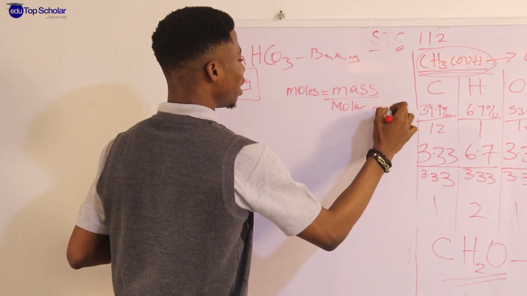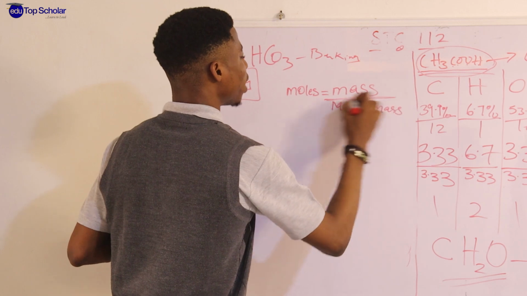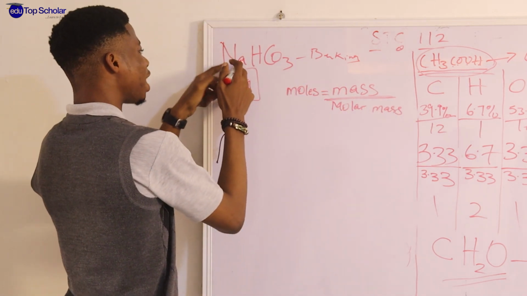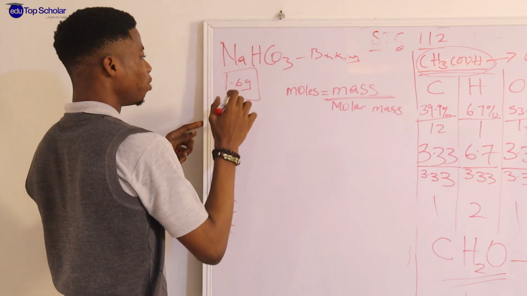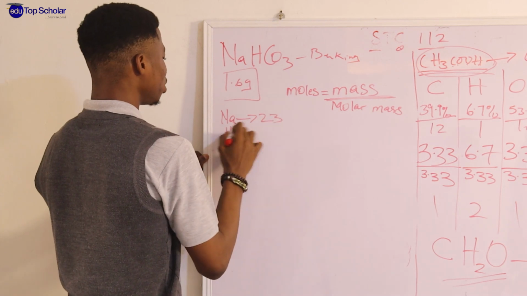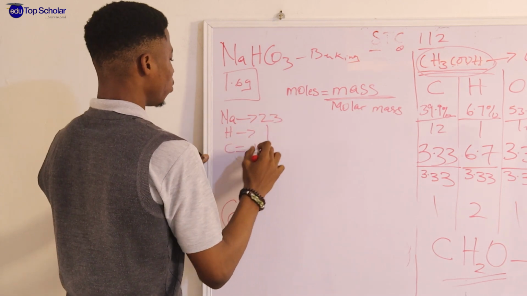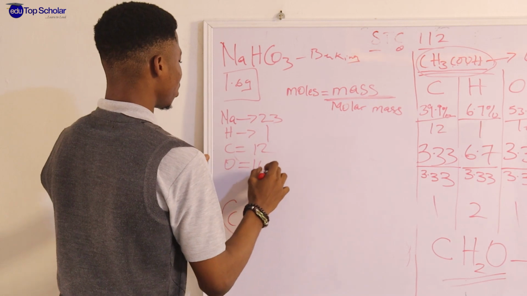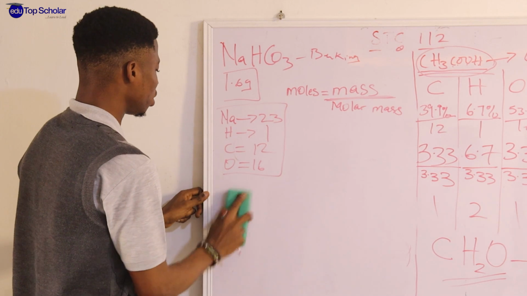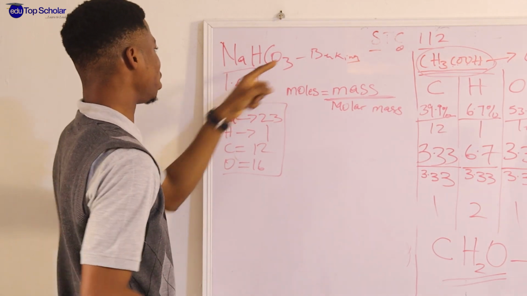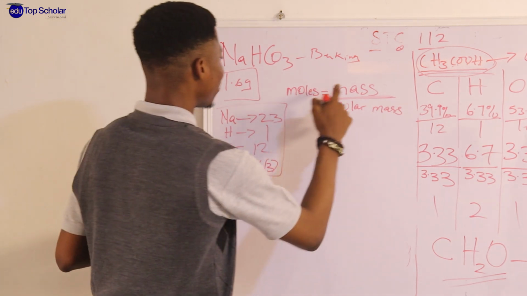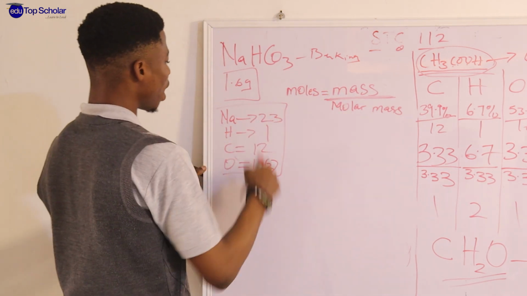Don't forget, as I said earlier, to calculate your molar mass, you must know the mass of each atom of an element in the compound you are given. So let's check this out. Na is 23, hydrogen is 1, carbon is 12, and oxygen is 16. But don't forget that we are given 3 atoms of oxygen, so we need to multiply by 3.